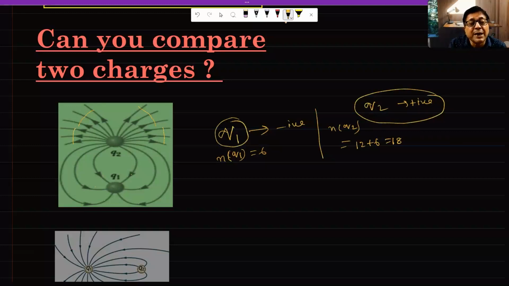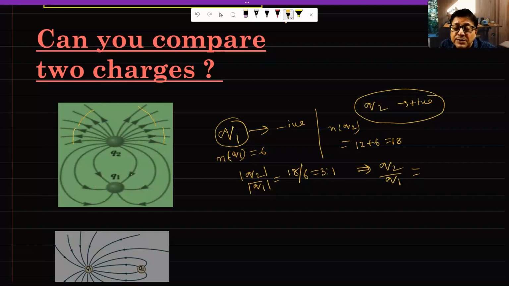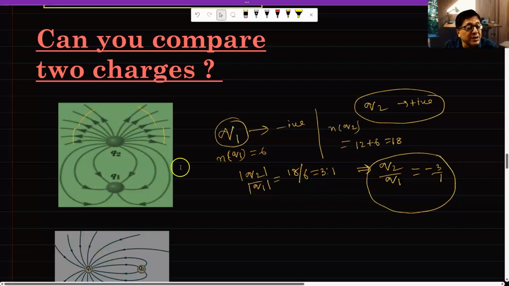So Q1 is negative and Q2 is positive. Somebody asked you to find the ratio. You can find the ratio easily, that Q2 by Q1, because it depends on the number of lines of force, is going to be equal to 18 by 6, that is 3:1. But this is mod Q2 to mod Q1. The actual ratio will be asked in many competitive exams. I have seen questions like this. They are asking the ratio Q2 by Q1. What is its value? Q2 by Q1 will be minus 3 by 1. Why? Because Q1 is negative and Q2 is positive.